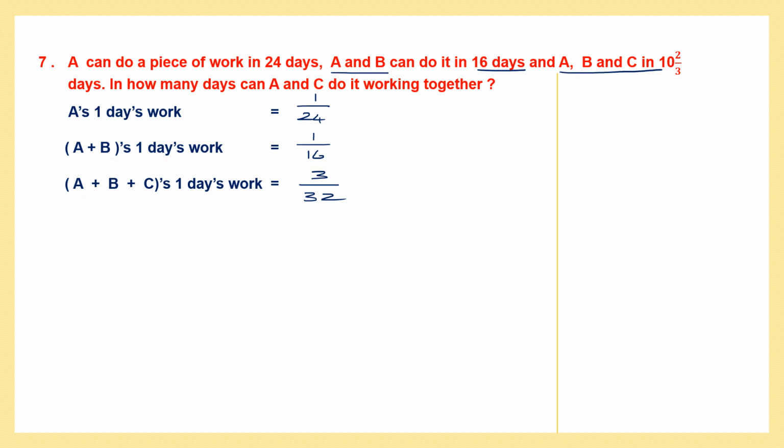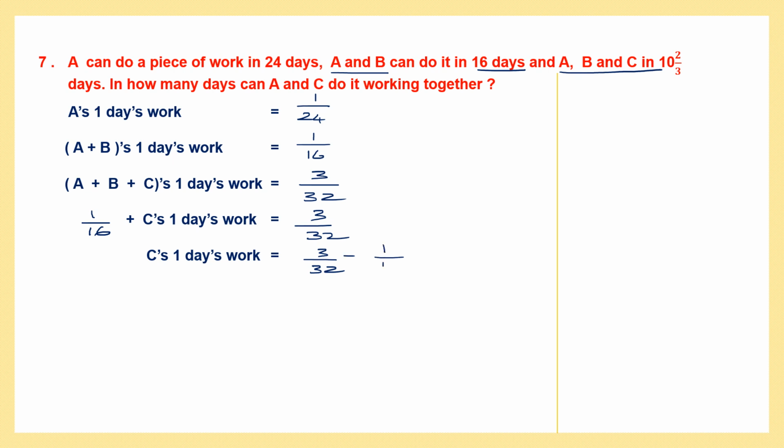So in the place of A plus B's 1 day's work, we are going to write 1 by 16. Now C's we don't know, so we say plus C's 1 day's work, and all that is equal to 3 by 32. Now we only want to find C's 1 day's work. So we're going to transpose 1 by 16 to the other side. So let's say C's 1 day's work is 3 by 32 minus 1 by 16.